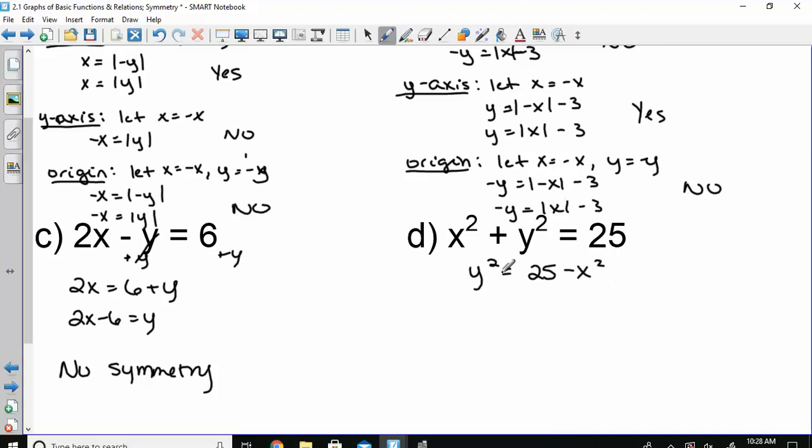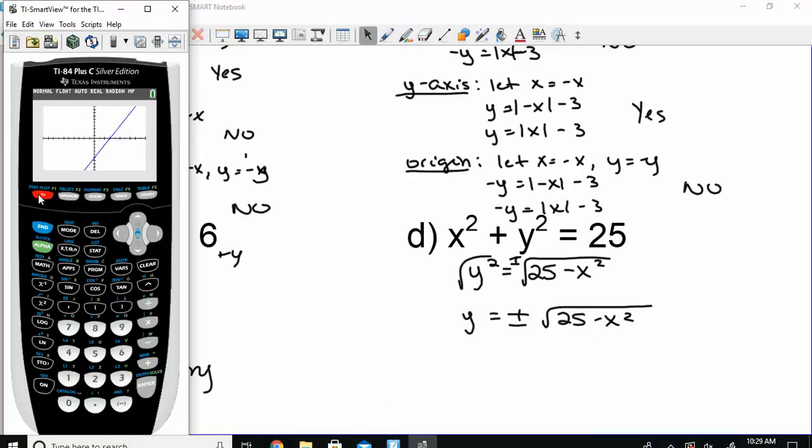D, if I tried to solve this one for y, subtract over my x squared. How do I get rid of a square on my y? If you add a square root, what else do you have to do? You have to do a positive and a negative. If you want to graph that on your calculator, what you actually have to do is enter two things. The first one would be the positive square root of 25 minus x squared. And the second one would be the negative. So you put the negative and then your square root.